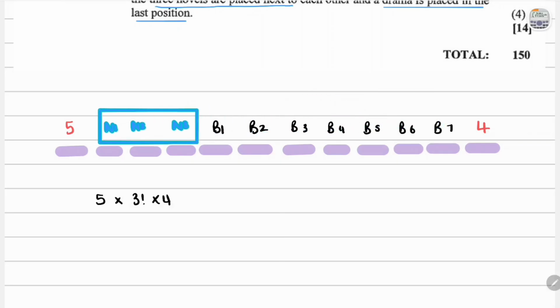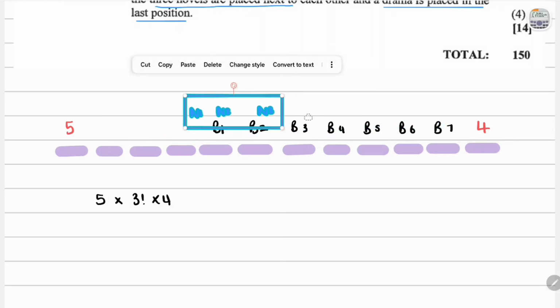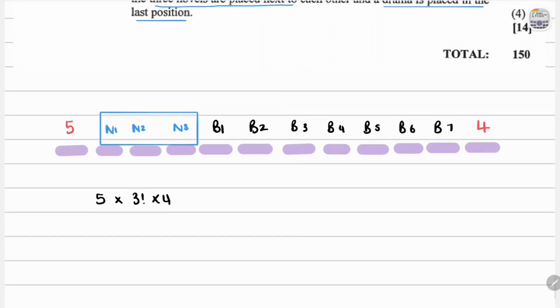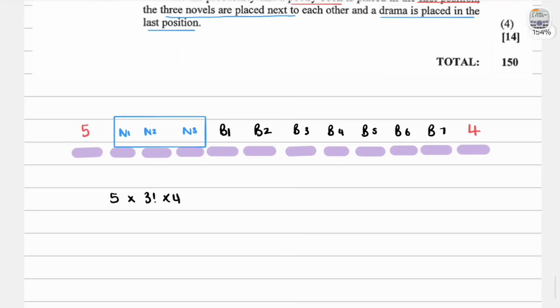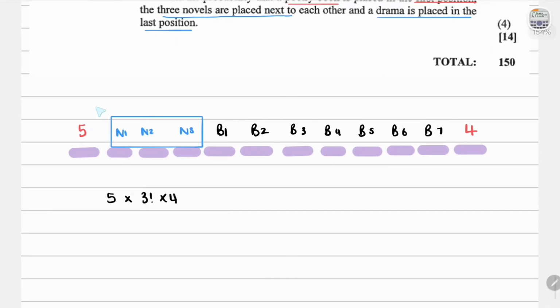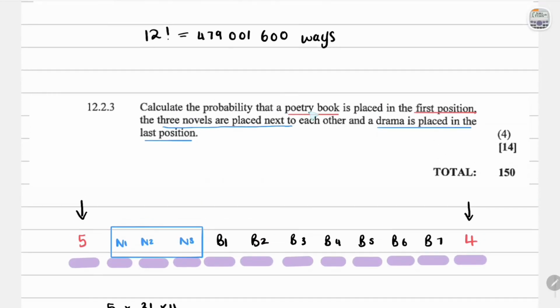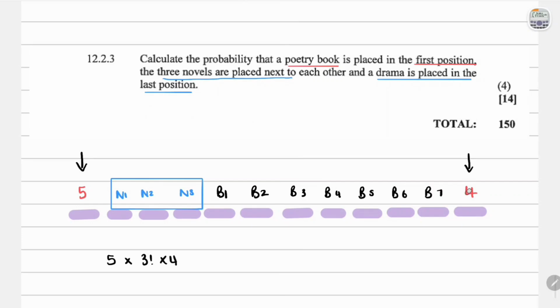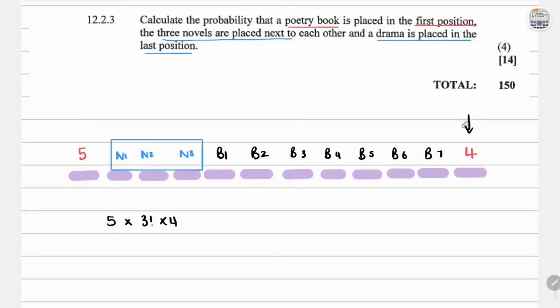Now, to allow them to move around, meaning as well, these are the books, they don't have to be in this position as well. So to ensure that they're still able to move around like that, we can see them as a group of their own. Just keep in mind that these 2, we cannot change that. Those ones do not move because we know that we need to have a poetry book here first, and in the last position, there needs to be a drama.